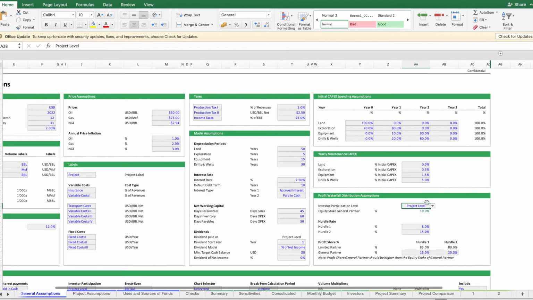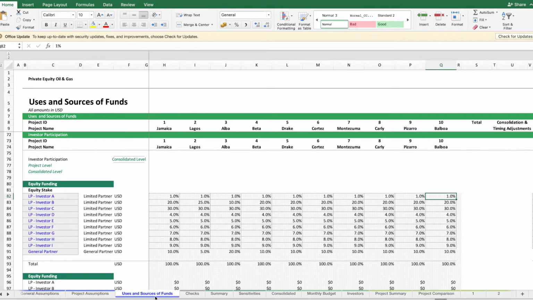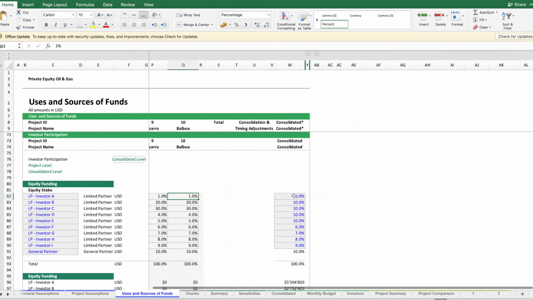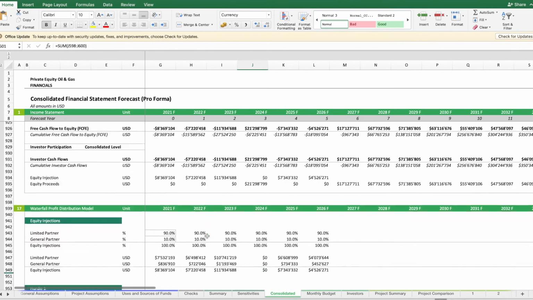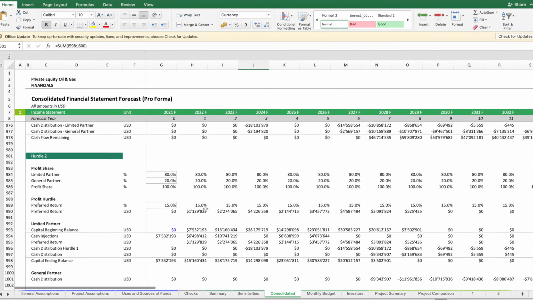We can basically, in this case, say, okay, now instead of doing project by project, we let them participate at the consolidated level. So all this is being ignored in this model, and we apply a new funding structure here. Here is the same thing. Consolidated cash flows, they're subject again to a 2-tier waterfall model.